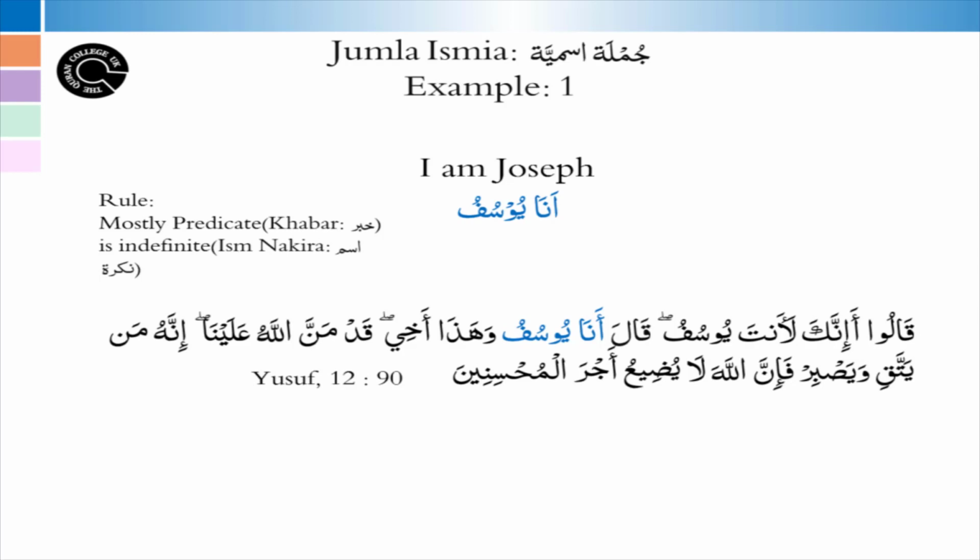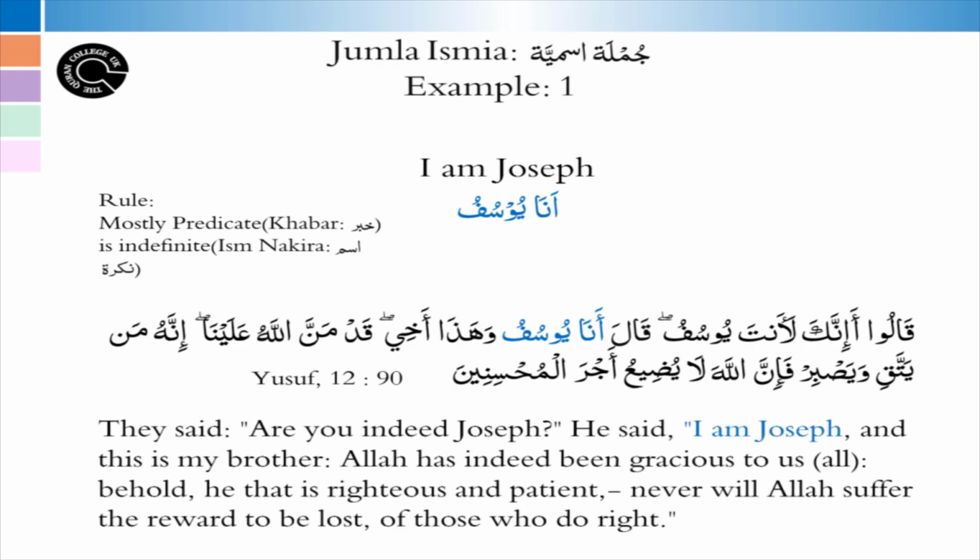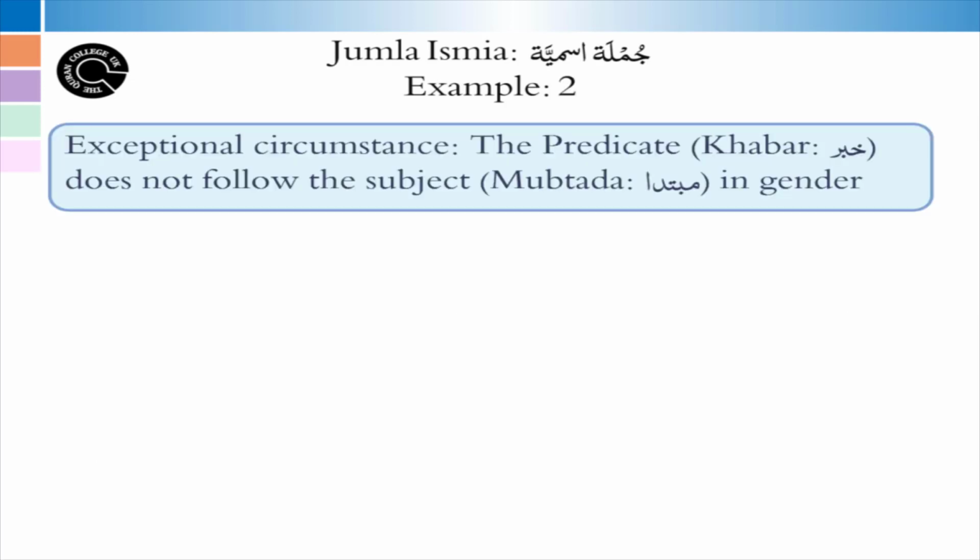Now قال أنا يوسف. He said, أنا يوسف, I'm Joseph, or I'm Yusuf. وهذا أخي, and this is my brother. So this is the full translation given here: are you indeed Yusuf? He said, I'm Joseph, yes, I'm Yusuf, and this is my brother. Allah has indeed been gracious to all of us. That means قد من الله علينا إنه من يتقي ويصبر فإن الله لا يضيع أجر المحسنين. We just looked at an example where the predicate did not follow the rule.